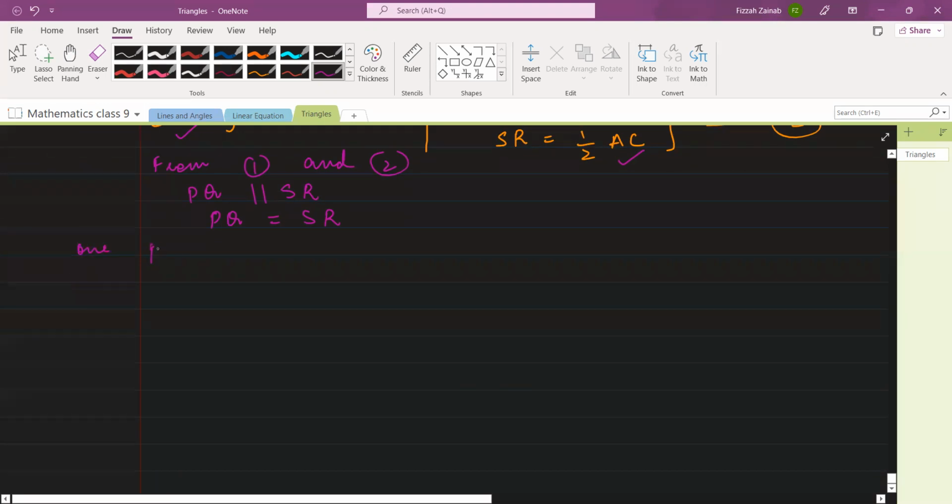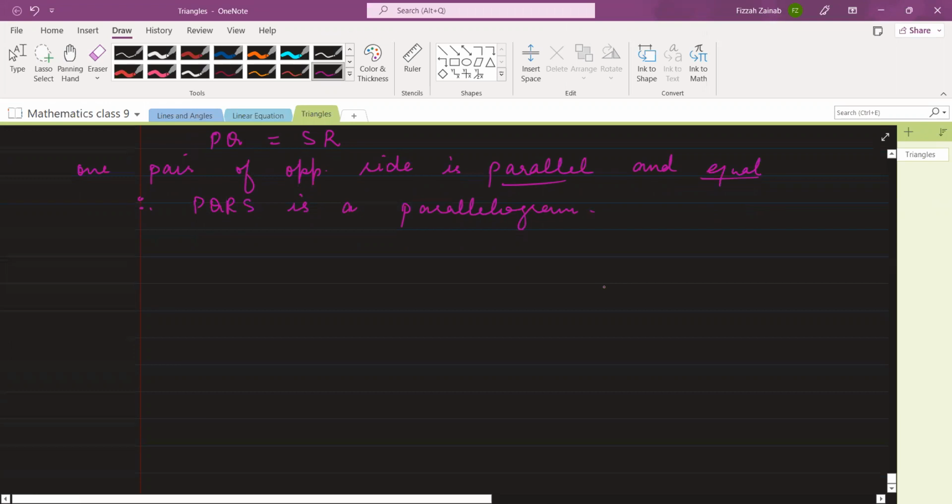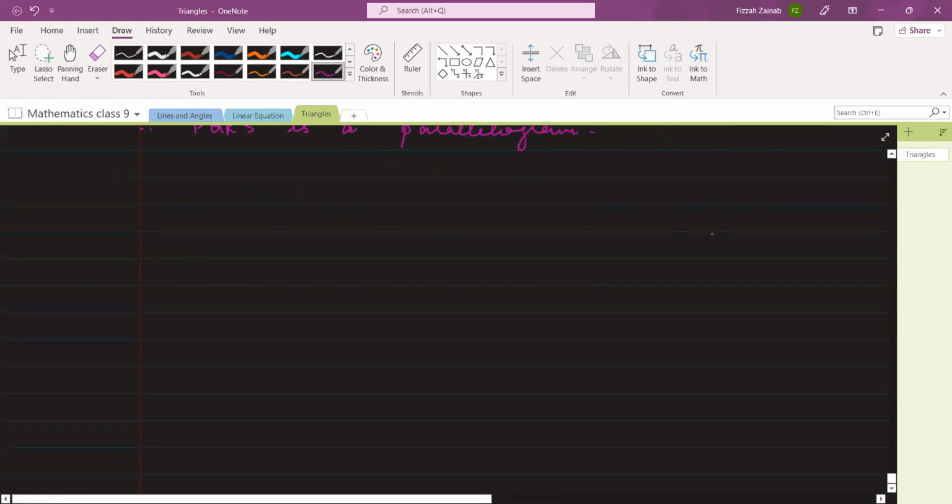So now one pair of opposite sides is parallel and equal. So two things, parallel and equal, we have got. So we can say, therefore, PQRS is a parallelogram. So at least first step we have finished. Right? Okay, so I'm drawing the figure again so that you can see it.